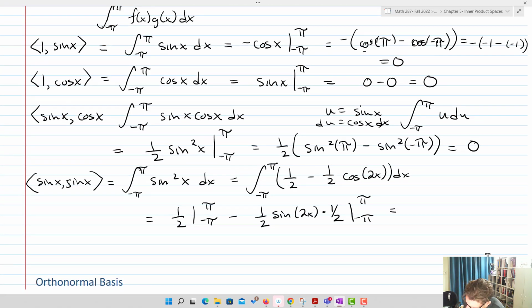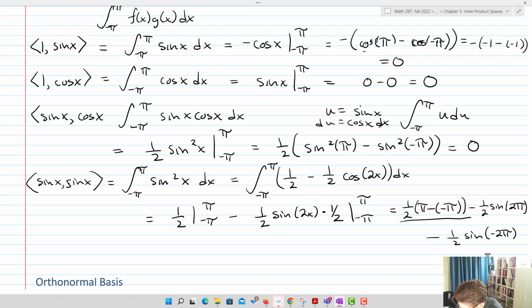And this will then equal 1/2 pi minus negative pi, minus, and then this will be 1/2 sine of negative 2 pi, or sine of 2 pi, minus 1/2 sine of negative 2 pi. And so what we're left with is just this here. So it's going to be 1/2 of 2 pi, so this is going to end up being equal to pi.